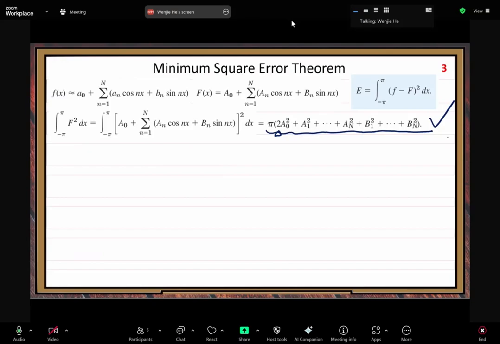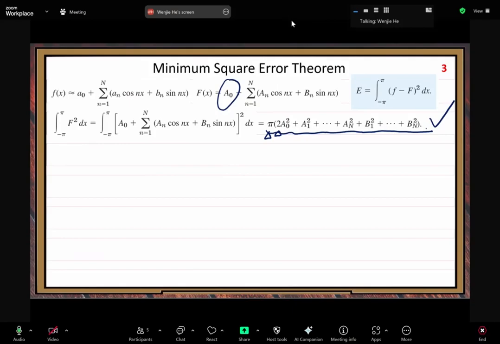Sine squared, cosine squared, you take the integral, so use the formula: you have the 1/2 constant out, then integrate from negative pi to pi. 2 pi times 1/2 gives you pi. That's why for all other terms you only have pi. But for the first term, capital A0 squared, you integrate the constant from negative pi to pi, so you have 2 pi. That is the third integral, capital F squared.